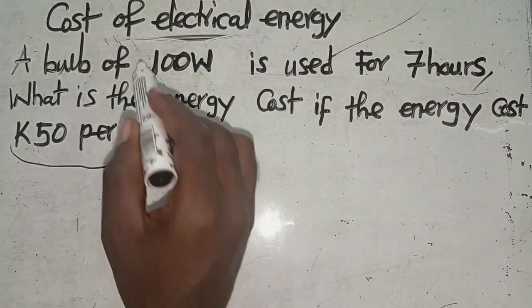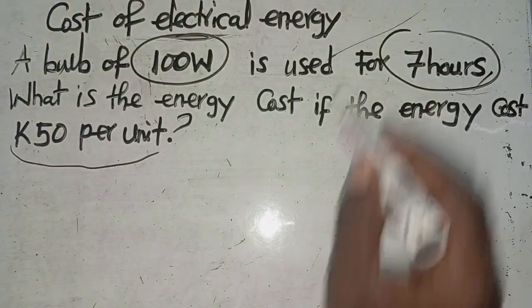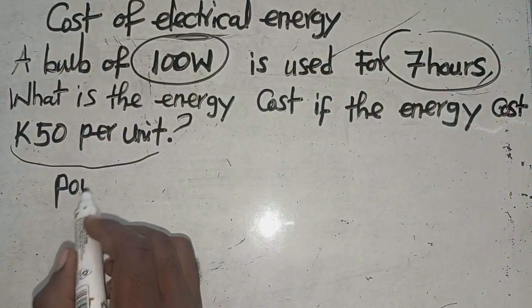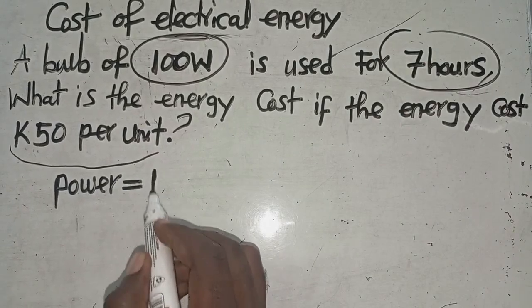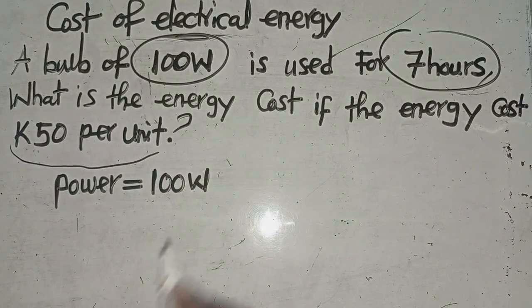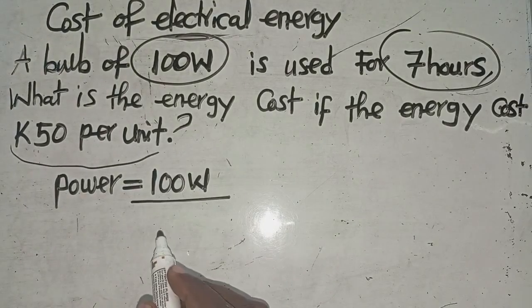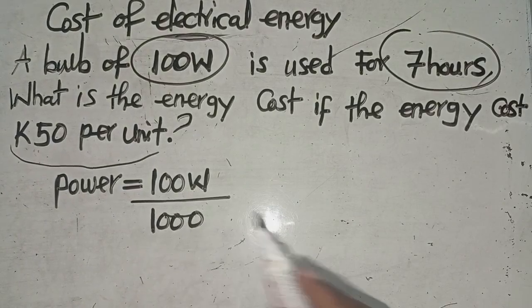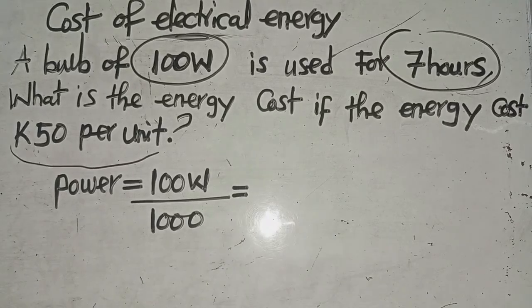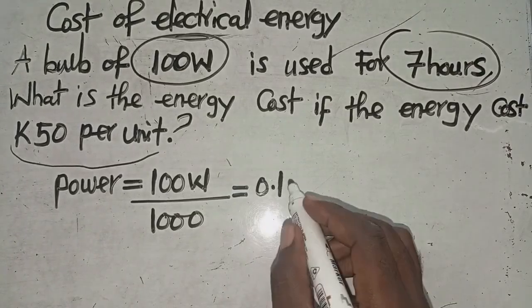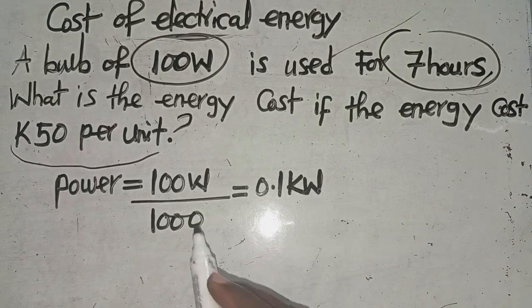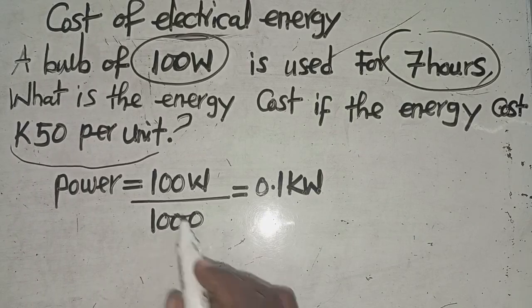For a question that comes like this, where you've got the power and the time, you need to get the power. The power that we are given is 100 watts. We divide by 1000 so that we form kilowatts. When you say 100 divided by 1000, the answer is 0.1 kilowatts. We've put the word kilo because we've divided by 1000.